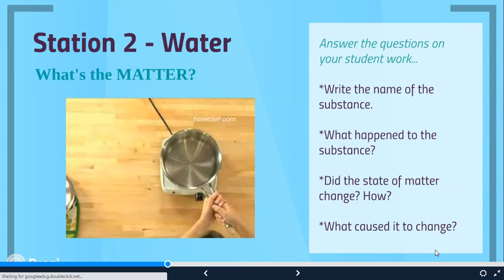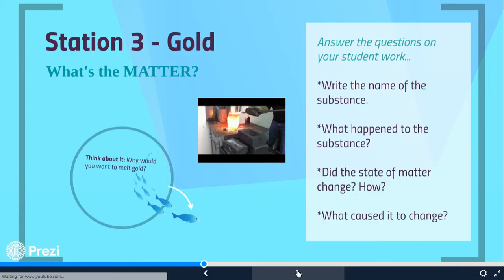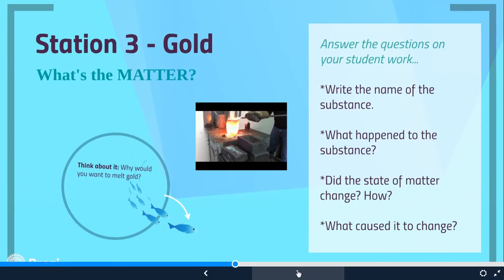So welcome back. You are going to now, in your notebook, check to make sure that you got the right answers. The name of the substance, of course, is water. What happened to the water? It boiled and then turned into water vapors. Did the state of matter change? Yes, it did. It changed from a liquid to a gas. And what caused it to change? Of course, again, the heat. Heat caused that to change. So let's take a look at the next one.